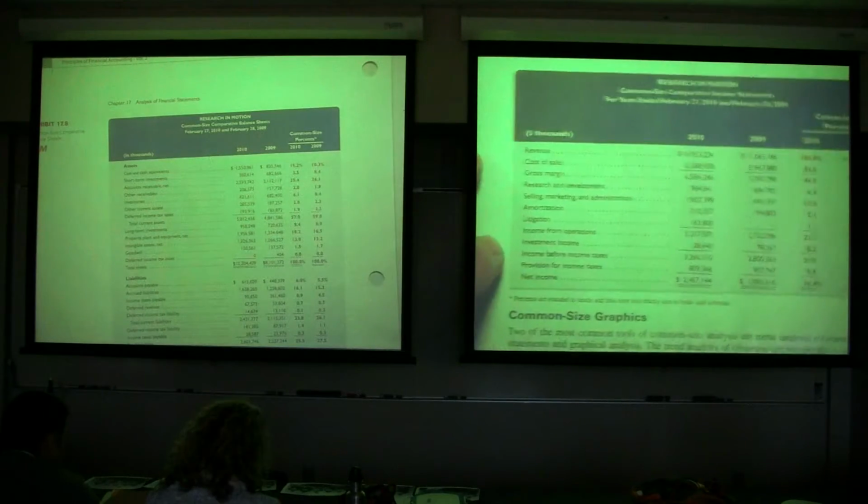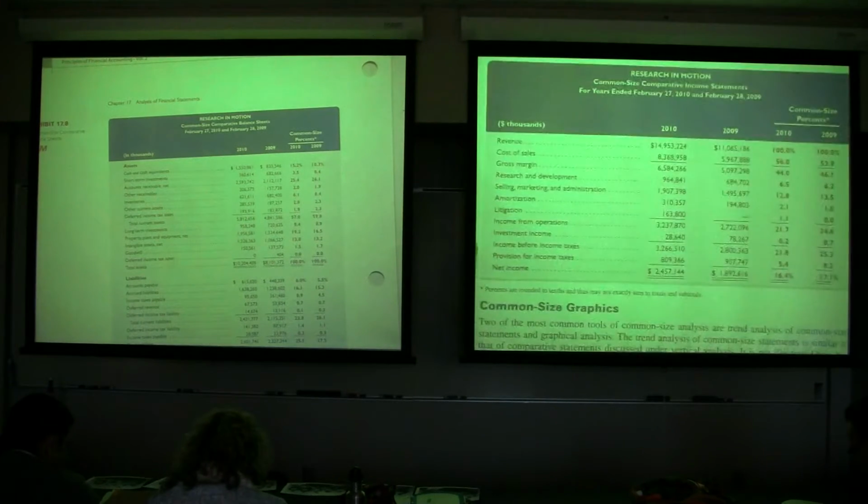Okay, yeah, that's right. 694 is the balance sheet, 695 is the income statement. So what's happening here now?